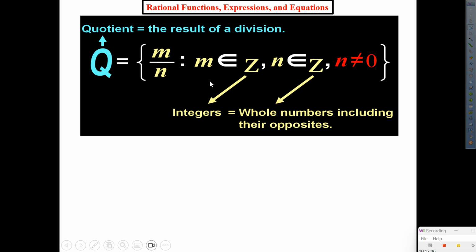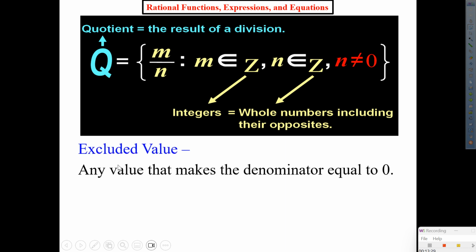What are we going to be doing today? Simplifying, yes, but this is the second thing. We're going to talk about excluded values. What does that mean?